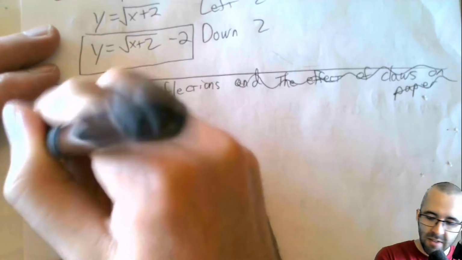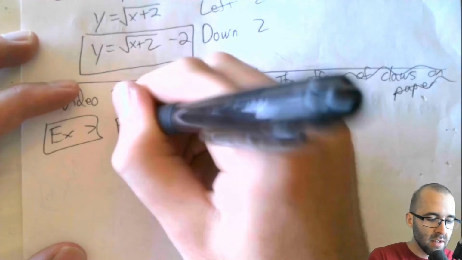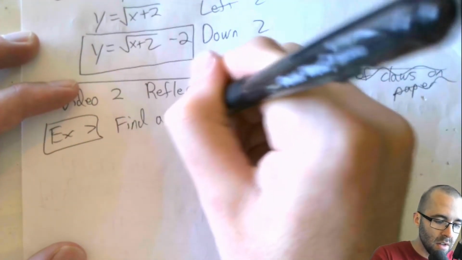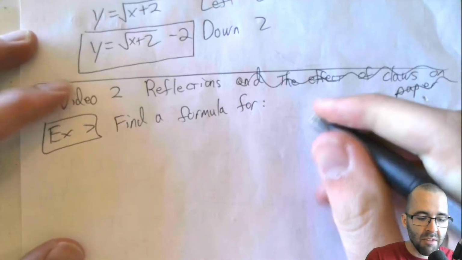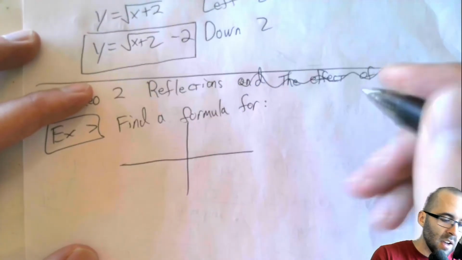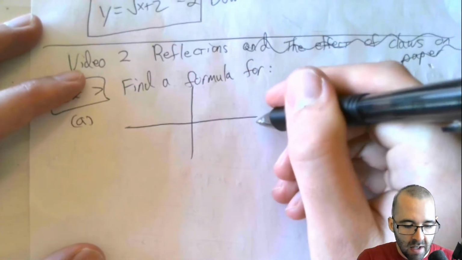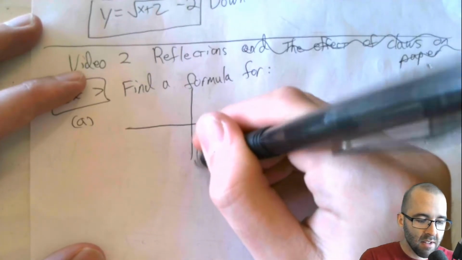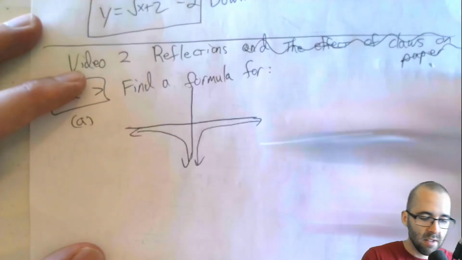We're on example number 7. And it says, find a formula for the following graph. I'm going to give you a graph like so. This is part A, by the way. And it's going to look like this.